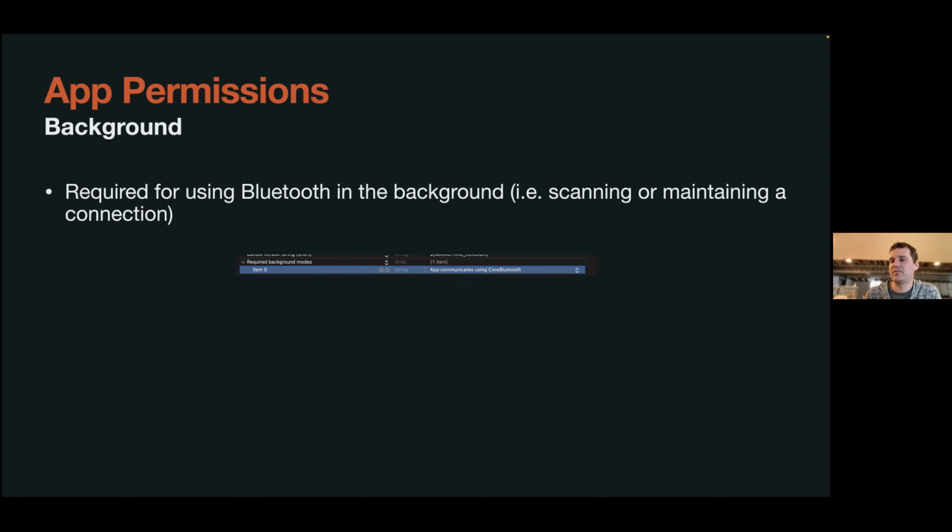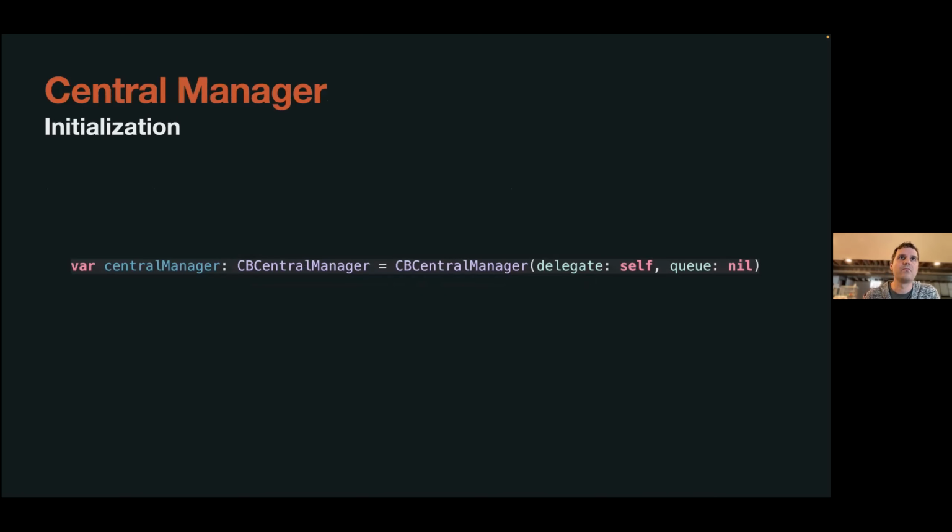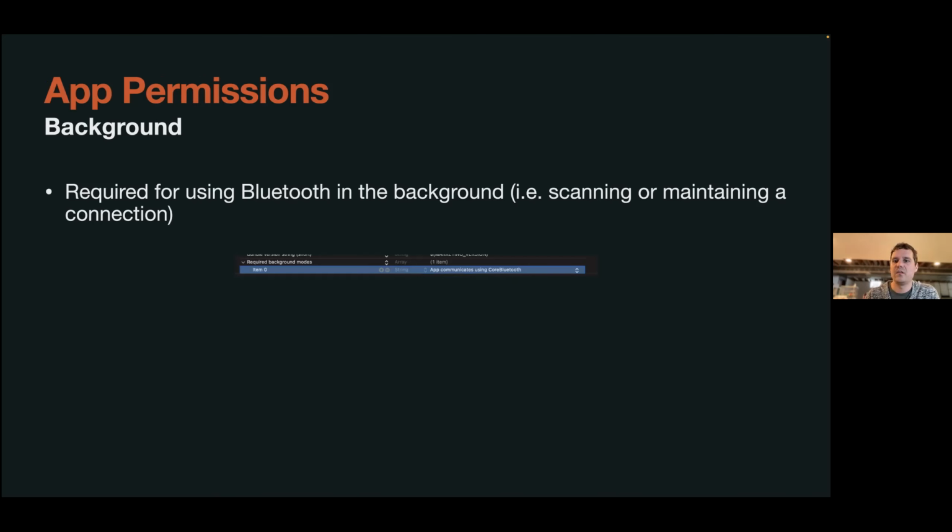I didn't do this for the demo app, but if you intend to use Core Bluetooth in the background, which is probably a pretty common use case, like if you're scanning while the app is backgrounded or maintaining a connection, you're going to need another permission here. So just be aware of that. Even if you don't remember exactly these permissions, if you just remember that you do need them, then you'll at least know what to search for.